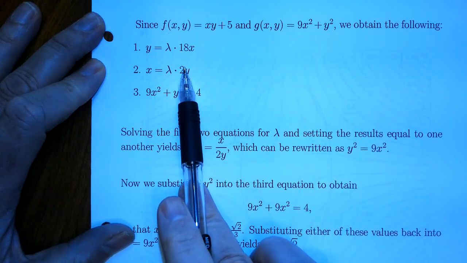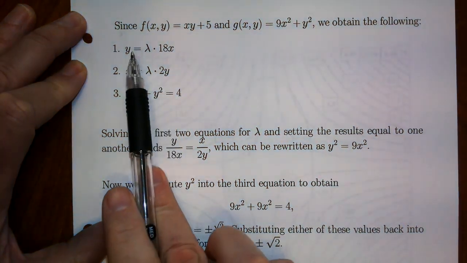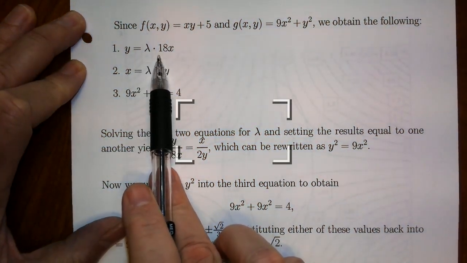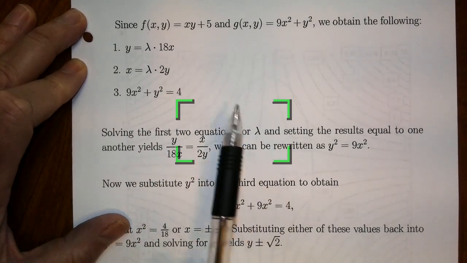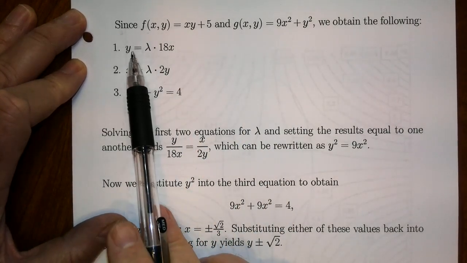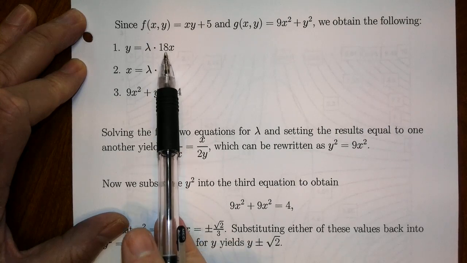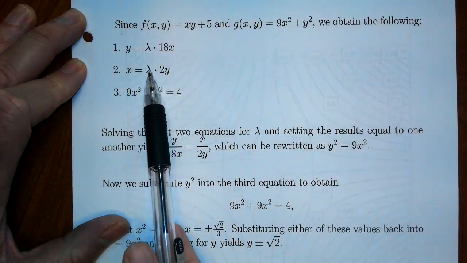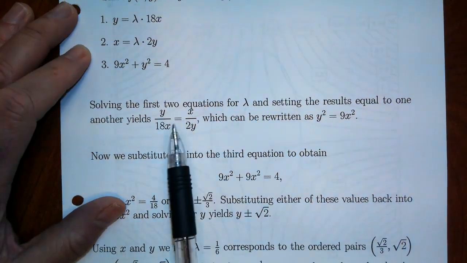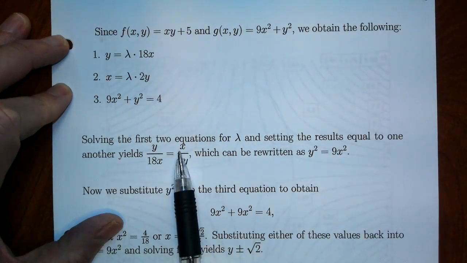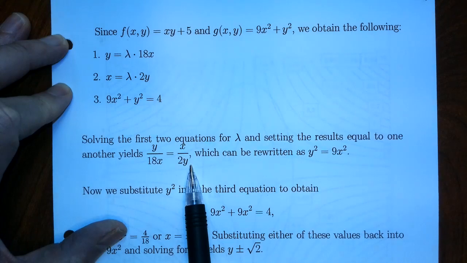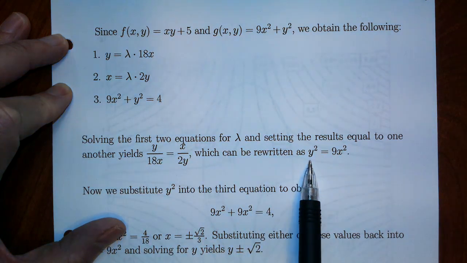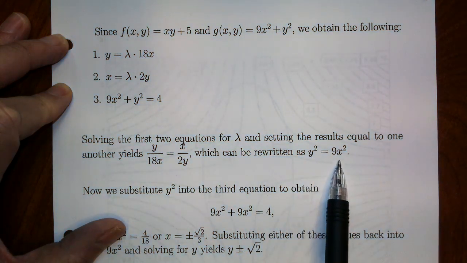So let's take the first two equations, which involve lambda, and solve for lambda and set the results equal to each other. So this says that lambda equals y over 18x. This equation says that lambda equals x over 2y. If we take those two and set them equal, we get y over 18x equals x over 2y.